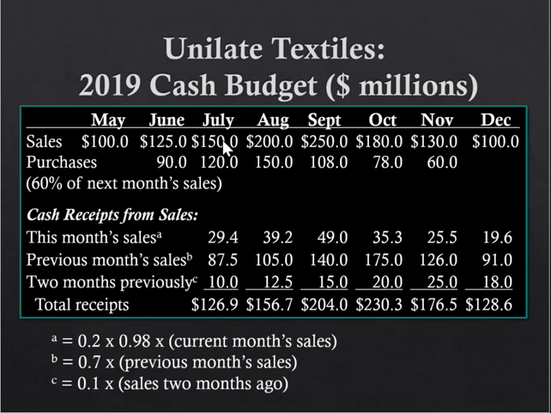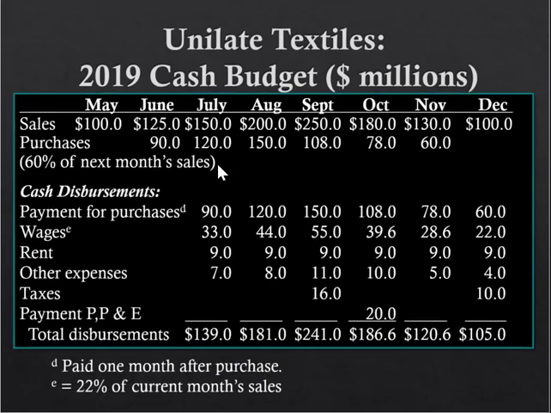So in July, we have sales of $150 million. We have receipts. We sold $150 million, but we only collected $126.9 million in cash, some from this month's sales, some from last month's sales, and some from May's sales. And we purchased $120 million worth of raw materials for getting ourselves ready for August's sales amount. So now we start timing out our cash flows. So we know what comes in. Now let's figure out what's going out.